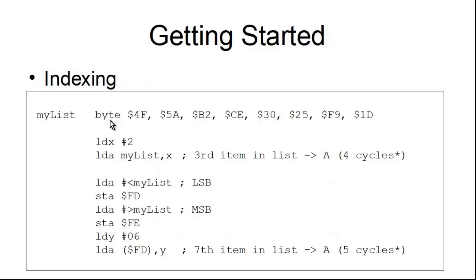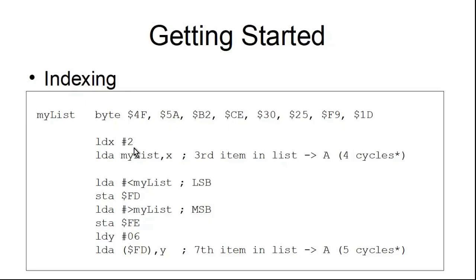A byte over here indicates a data type. So I have 8 bytes over here, just some random hexadecimal values. Now let's say I want to pull the third item out of this list into the accumulator. To do that, you would need to utilize some new instructions. The first instruction I want to introduce is called LDX, which is similar to LDA, but instead of storing the value into the A register, it stores it into the X register. Remember before, we have 2 general registers, X and Y.